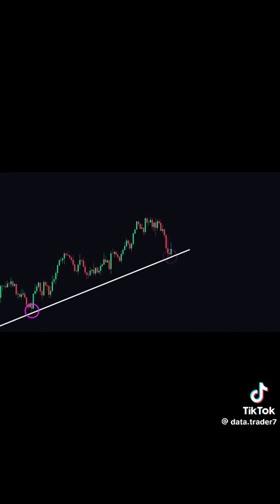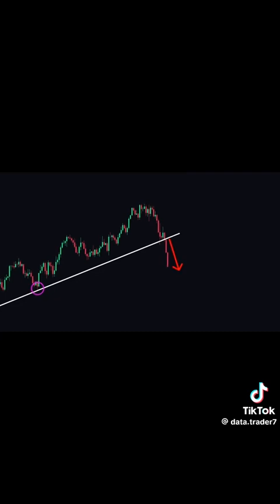However, instead of bouncing, price instead breaks right through. So if you blindly bought at this trend line, you would have taken a loss. And that's exactly why you need a better approach. So, here's the strategy I use that's made me a lot of money.